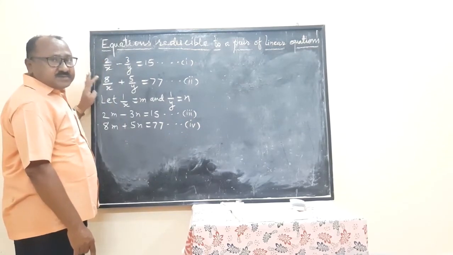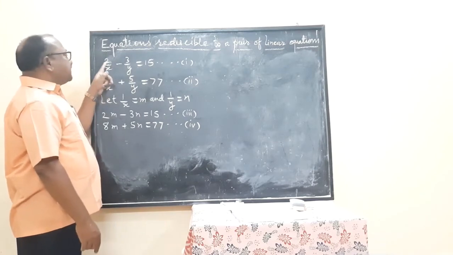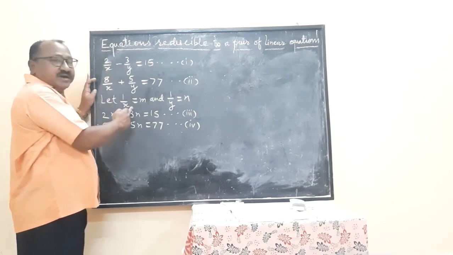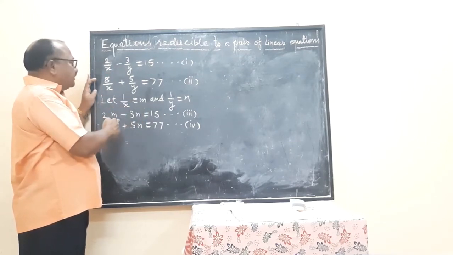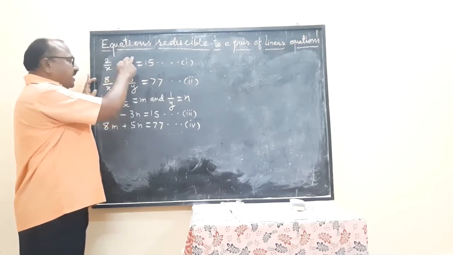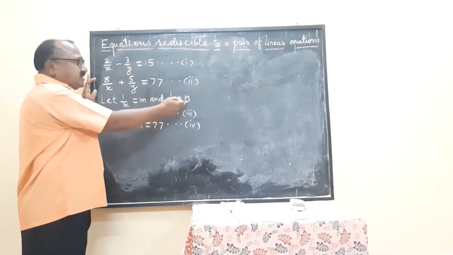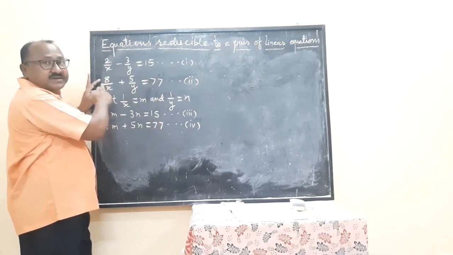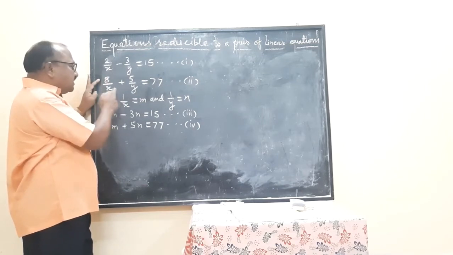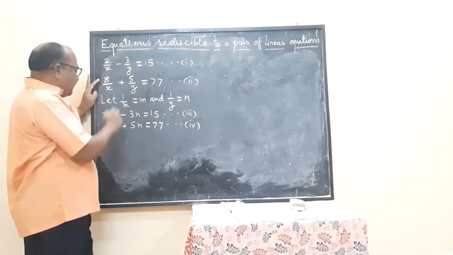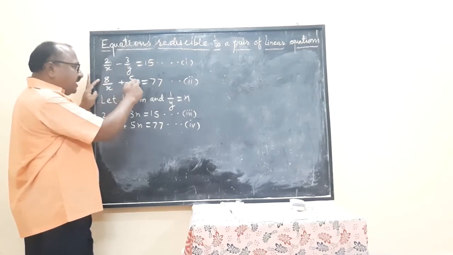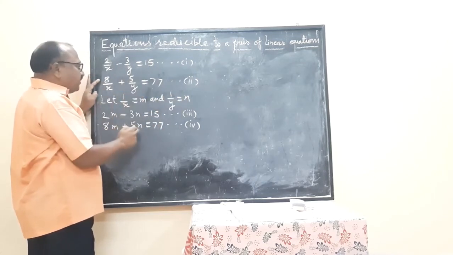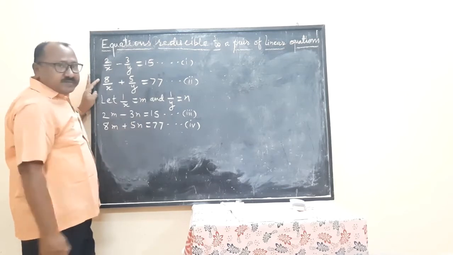I will repeat the steps given by me. This equation can be written like this: 2 into bracket 1 by x, but value of 1 by x is m, that is what 2m, minus 3 into bracket 1 by y, but value of 1 by y is n, so minus 3n equal to 15. This equation can be written like this: 8 into bracket 1 by x, but value of 1 by x is m, that is why 8m, plus 5 into bracket 1 upon y, value of 1 upon y is n, that is why plus 5n equal to 77.